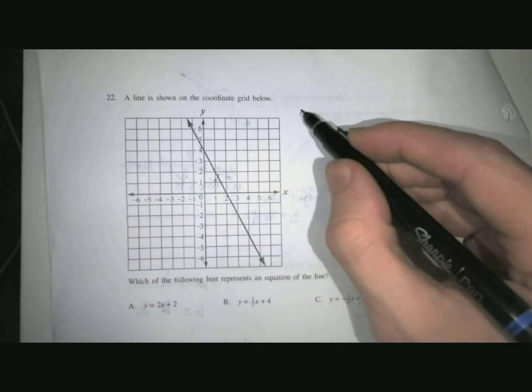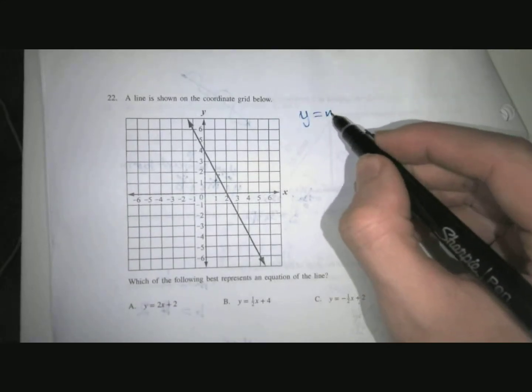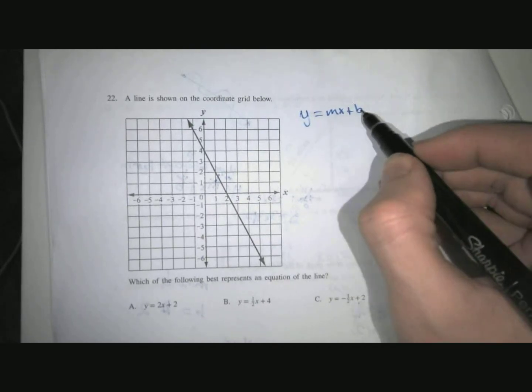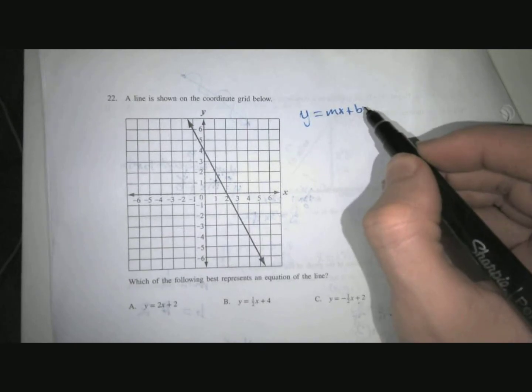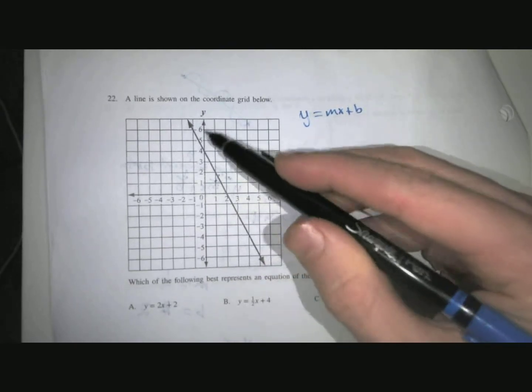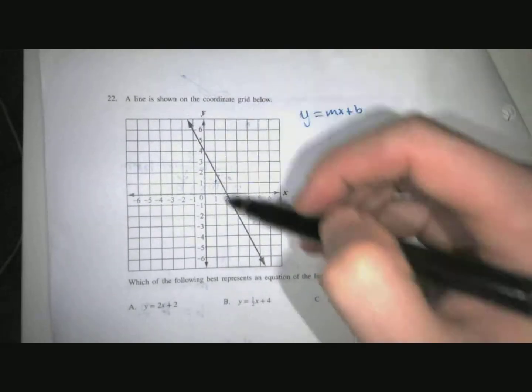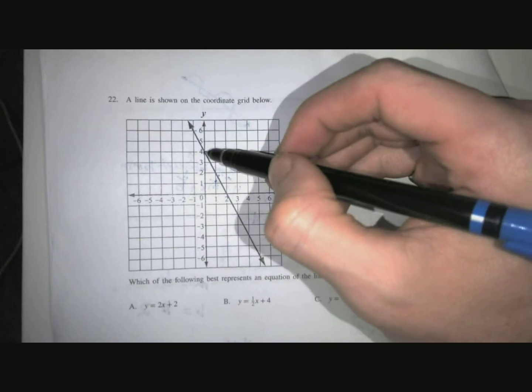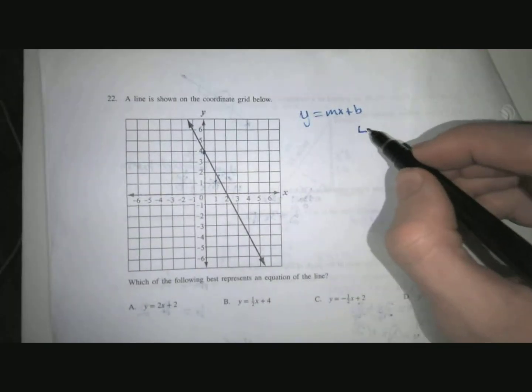So again, our slope-intercept form tells us everything we need to know. y equals mx plus b. m is the slope, b is the y-intercept. The y-intercept is the point on the y-axis where the line crosses. So on this graph, the line crosses the y-axis at 4, so b is 4. If we look at our answers, C does not have the right one, A does not have the right one, only B and D have the correct one.